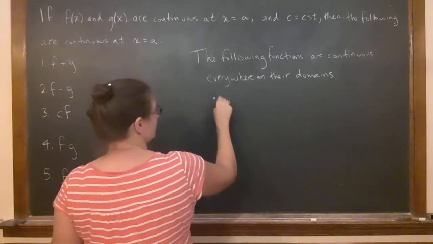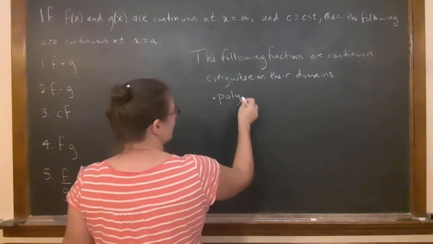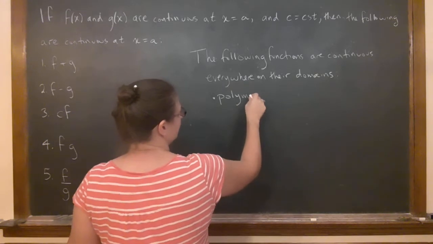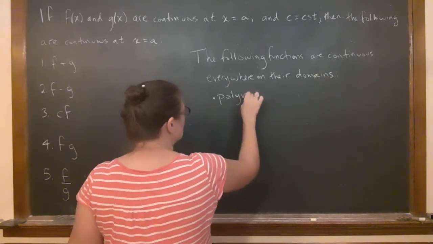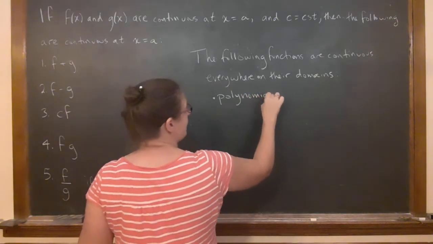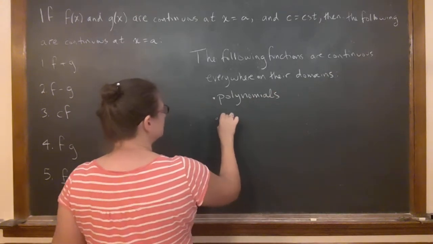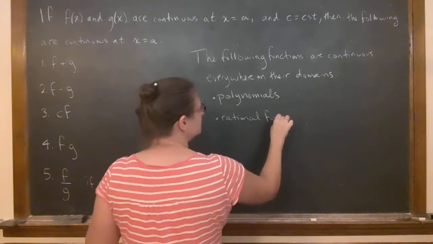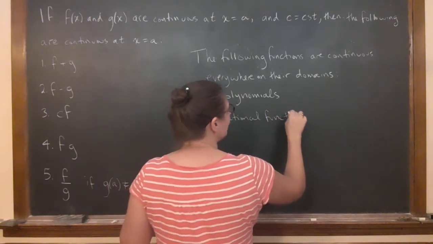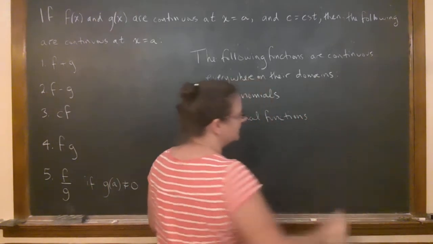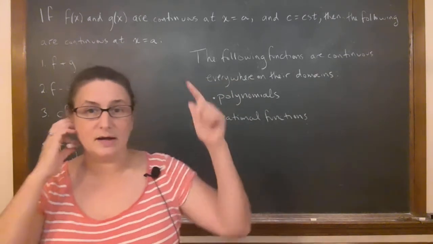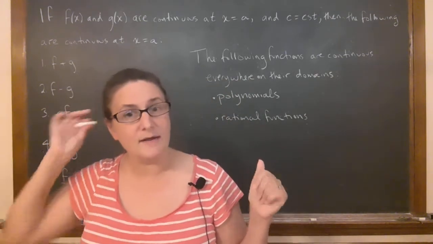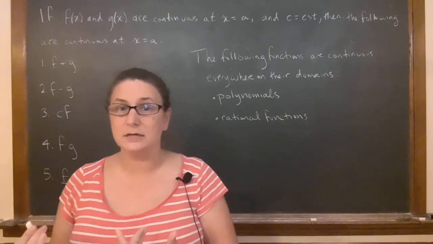So polynomials, which are continuous everywhere because their domain is all real numbers. Polynomials, because spelling is important. Rational functions. Where it's not going to be continuous, you're going to have 0 in the bottom. Most likely it's going to be a vertical asymptote, but sometimes you'll have that 0 over 0 deal where you have a hole, like we've seen.